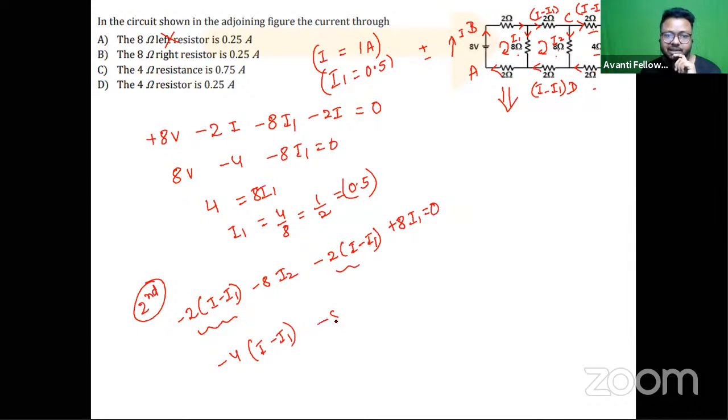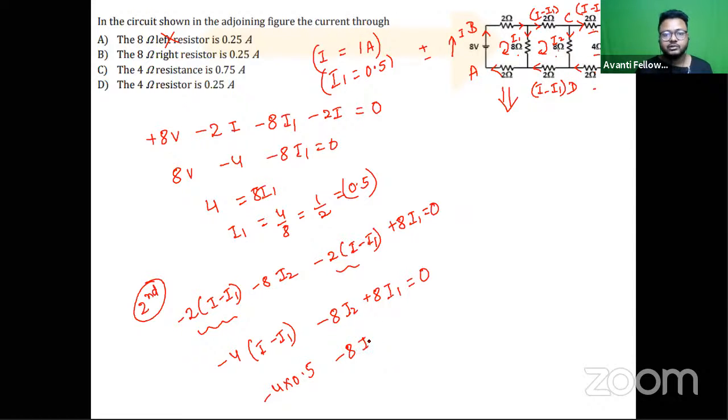Okay, and then here minus 8 I2 and plus 8 I1, which is equal to 0. Then we have minus 4 I. You know the value of I is 1, and I1 is 0.5. So what will the whole value be? Minus 4 into 0.5, right?